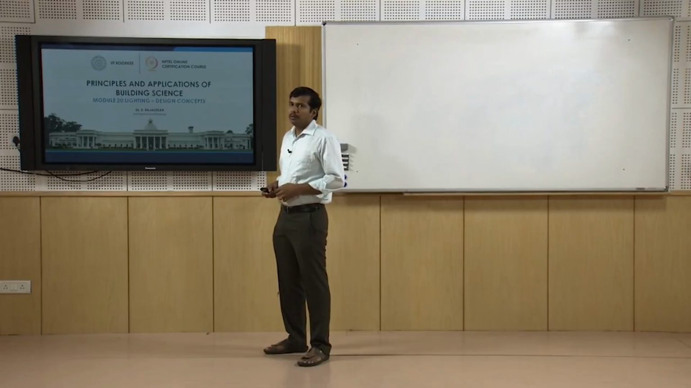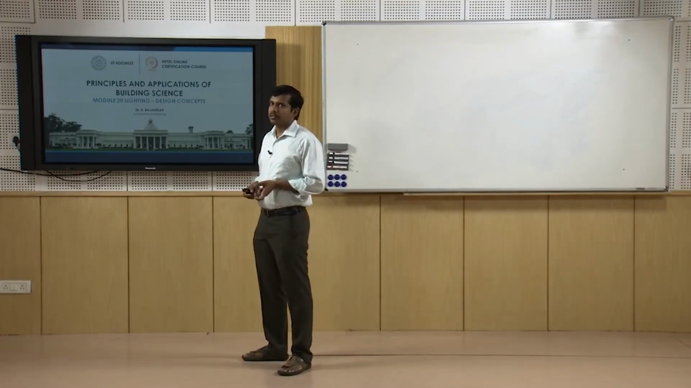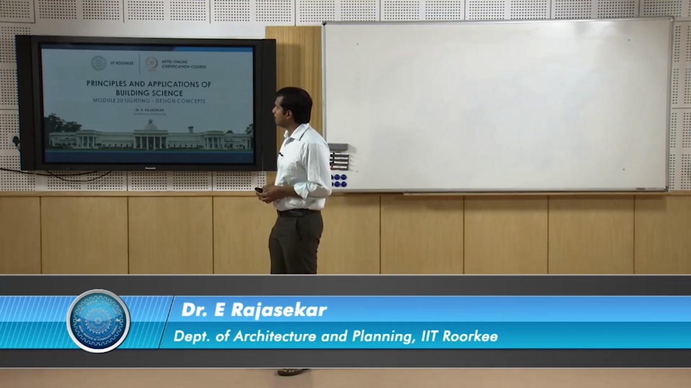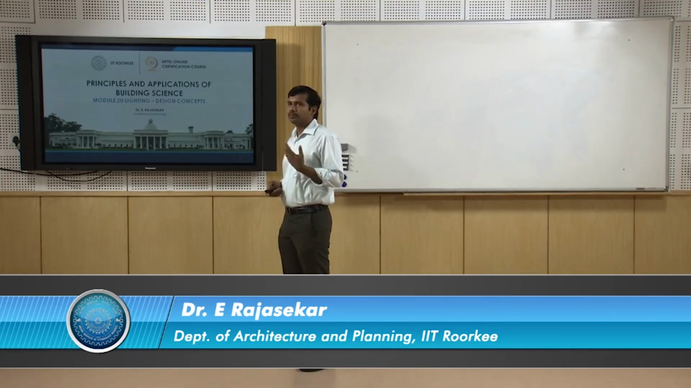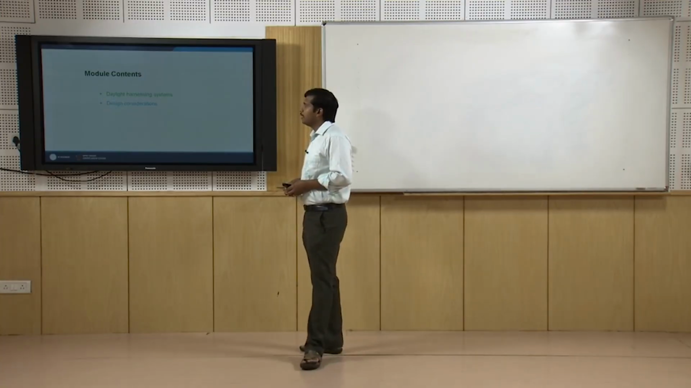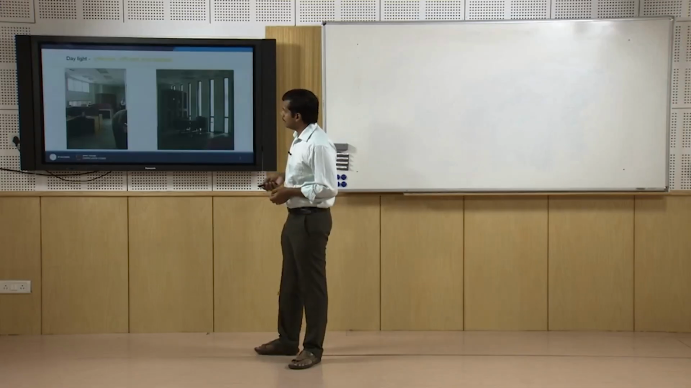In the last module, we looked at the basics of lighting, that is the indices which are used in lighting, like illuminance, luminance, a few parameters we looked at. In this section, we will look at design concepts, how you can harvest daylighting. So, primarily we will look at daylight harnessing systems. There are two types, harnessing and harvesting systems. We will look at specific types and a few products which are available. Then we will look at what are the typical design considerations for harnessing daylight.